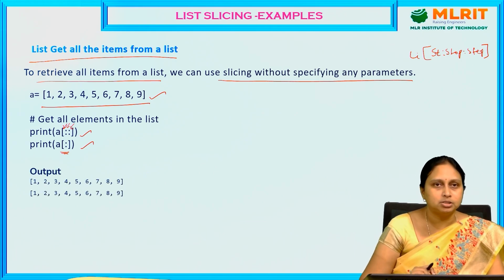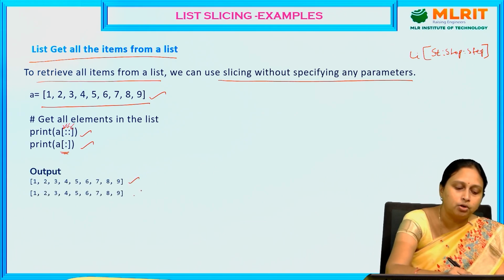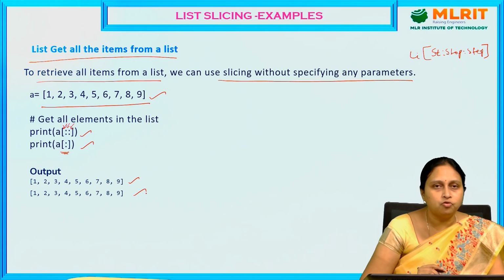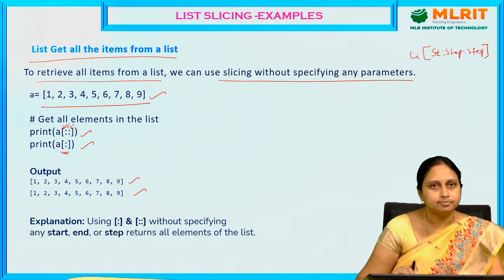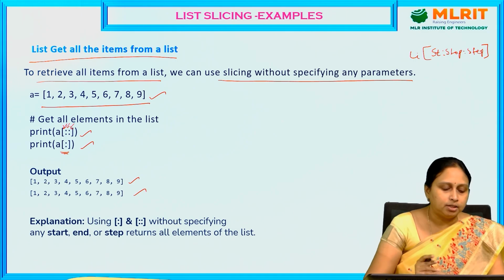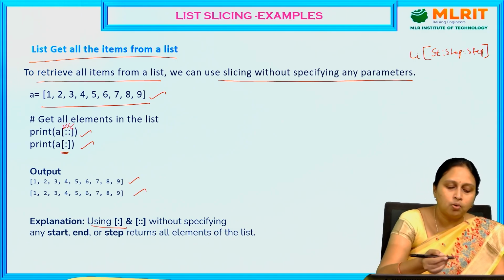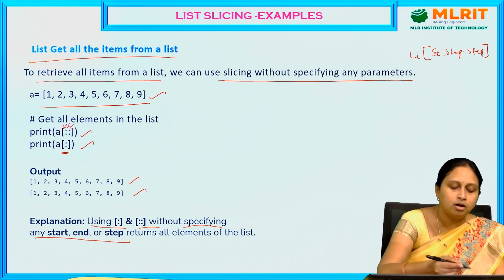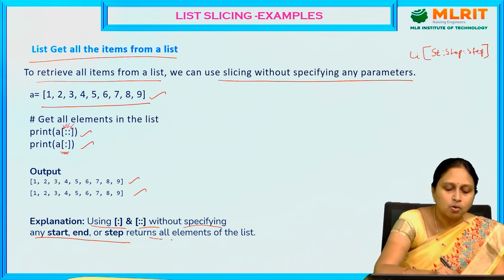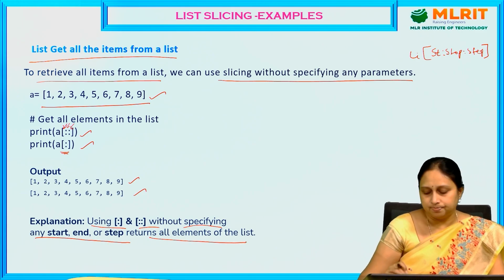For both cases it is going to display an output of 1 to 9 elements. All the elements will be printed. Now the same thing here: using colon or double colon without specifying any start, end or step returns all the elements of the list, as we have discussed.